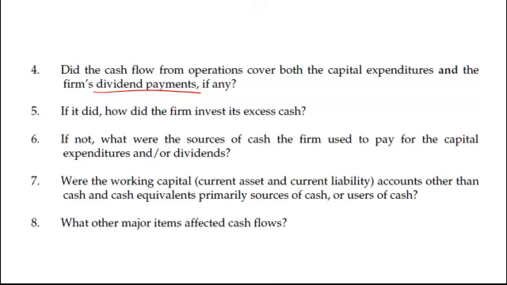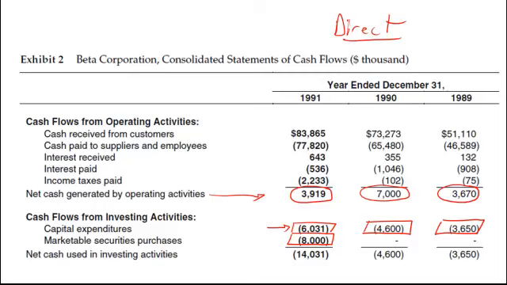We are back and we are at question number 5. We're being asked, if it did, how did the firm invest its excess cash? As we explained before, in the year 89 we didn't have any cash left, so we don't really have anything to answer for number 5. But in 1990 we did have cash left. We had over 2.4 million left after we used the cash from operation to pay for capex.